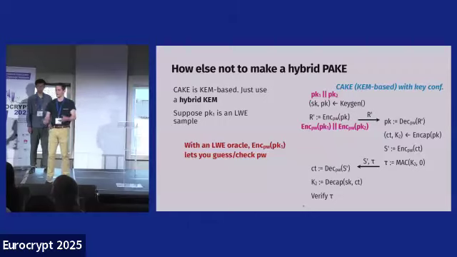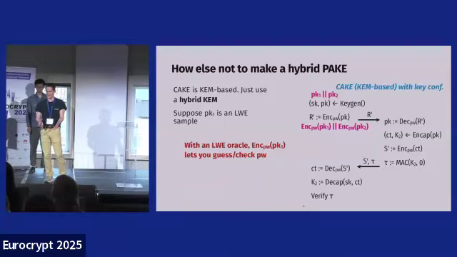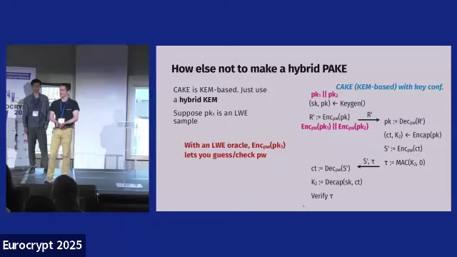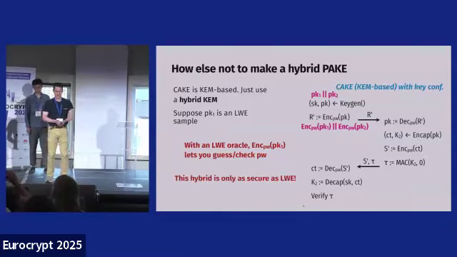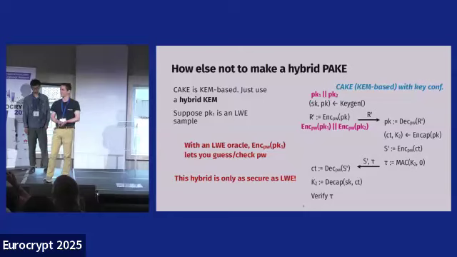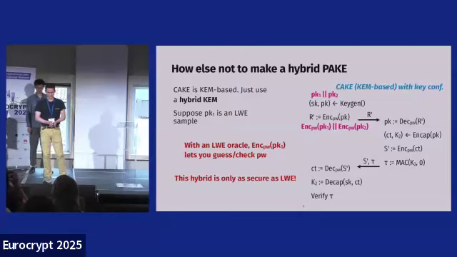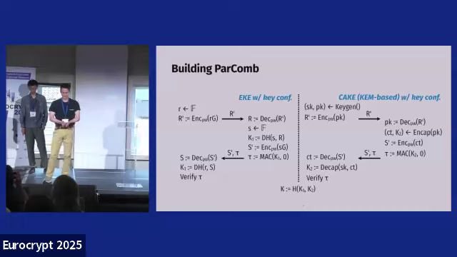Then an attacker, if LWE were broken, if they had an LWE oracle, could simply guess a password, see if what they get for PK1, the encrypted PK1, is an LWE sample, and then know with pretty high confidence if their password guess was correct or not. So again, you have a passive attack that's only as secure as LWE. This is not what we want from a combiner. OK, so how do we do better?